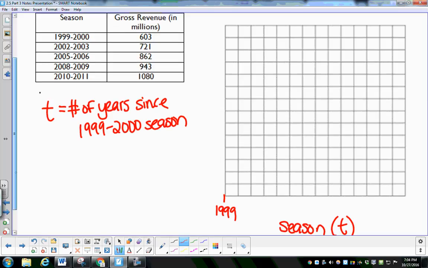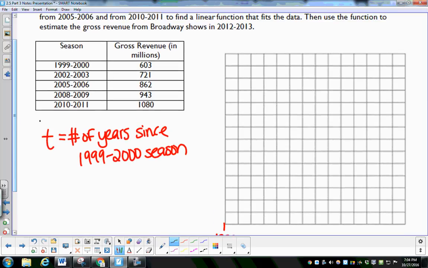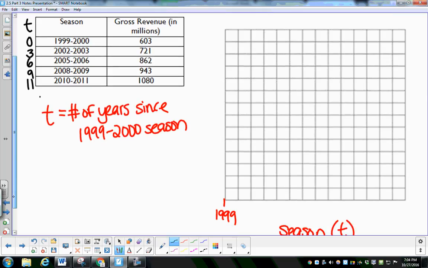So what we can even do to maybe make that a little more clear for you guys is in our table, this is going to be year 0. And then 2002, well, that's 3 years after that first season. So we'll call that really our T value of 3. And then this one is 6 years after. 2008 is 9 years after. And 2010 is 11 years after. So we're going to use these X values that are way smaller than 1,999 because we can just talk about the number of years since that first season.